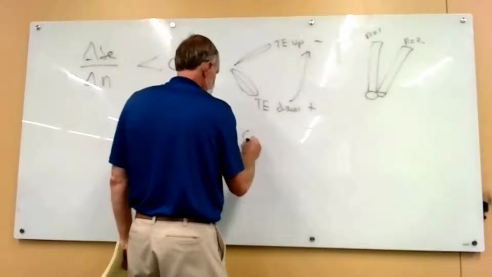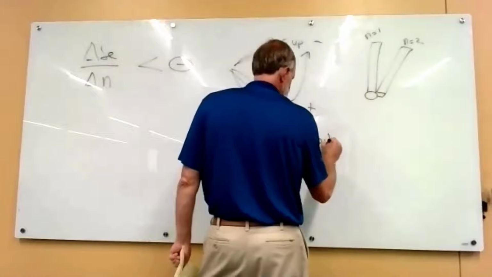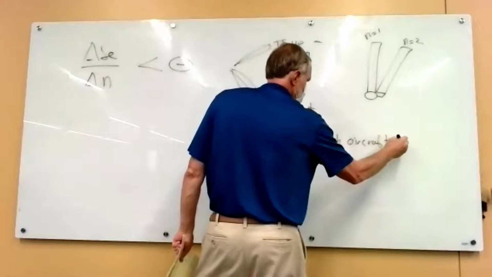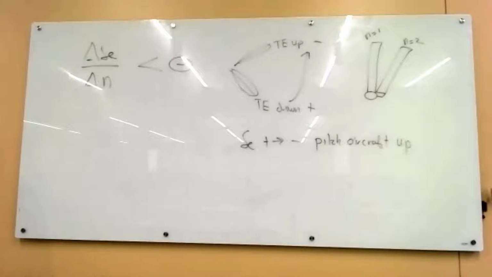So elevator going from positive to negative pitches the aircraft up. And this feels natural to the pilot, because when he pulls on the stick and pitches up, he tilts back. It fits, right? And if he's pulling G's, it feels like he's being pushed into the seat, and he's pulling on the stick to make that happen.